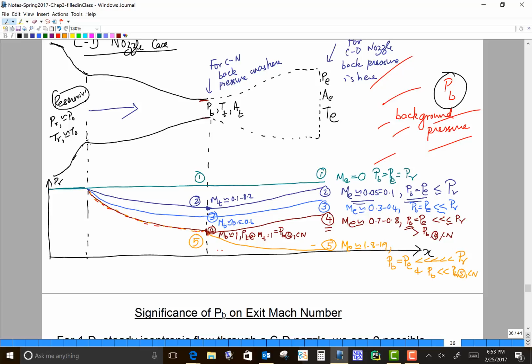Now, this is the second isentropic flow solution, because there's a second solution that satisfies the criteria for this value of AE by AT. So this is the second isentropic flow solution corresponding to the given value of AE by AT.